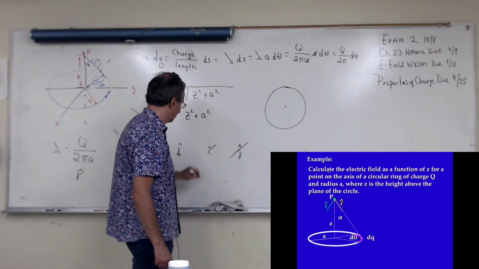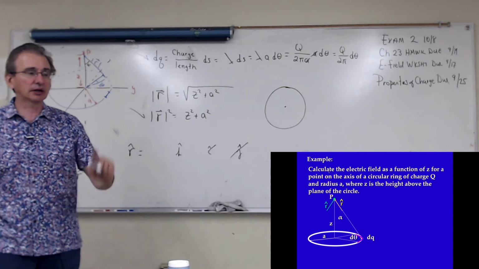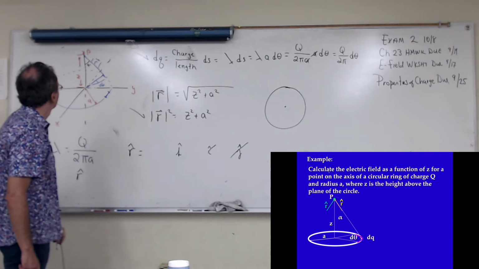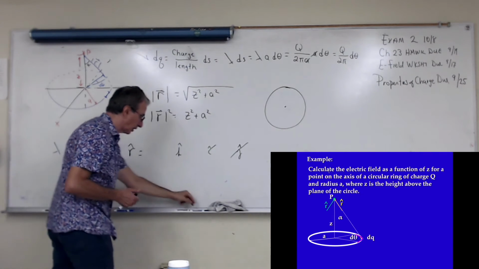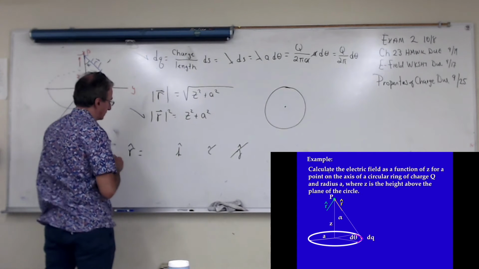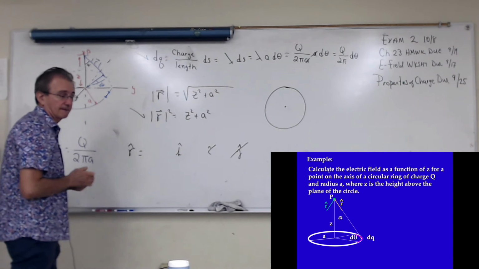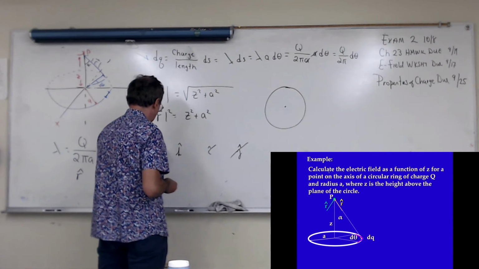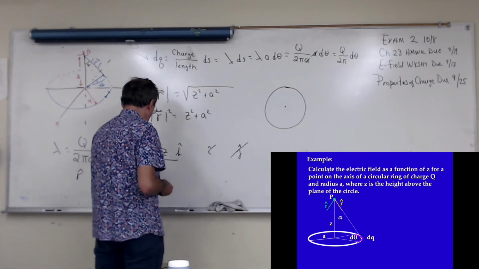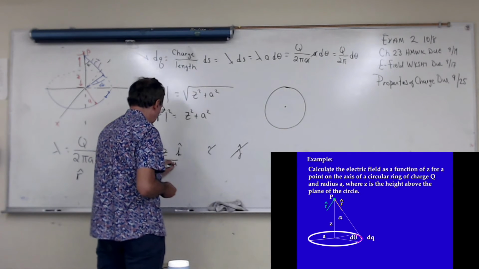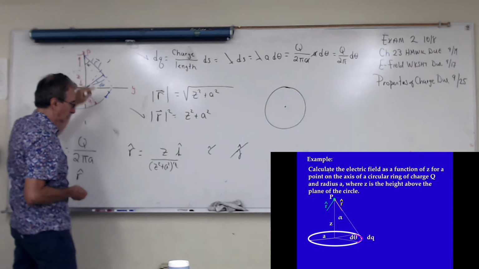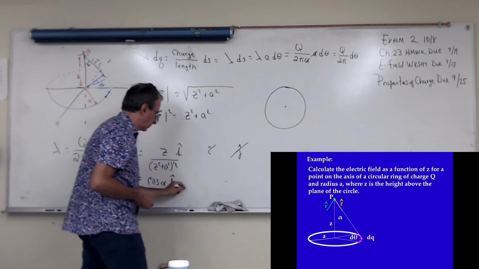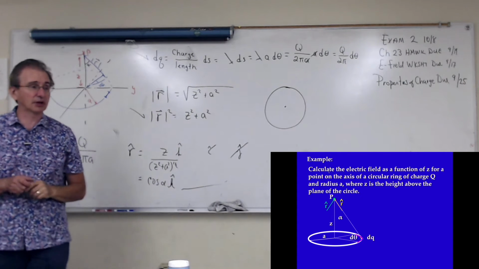So these two terms of the unit vector, I don't care about. I'm only going to care about the component of the unit vector that's in the z direction. So only this one. And so that's going to basically be z over z squared plus a squared to the 1/2, which is basically the cosine of this angle. The other terms I don't care about because those components will cancel.